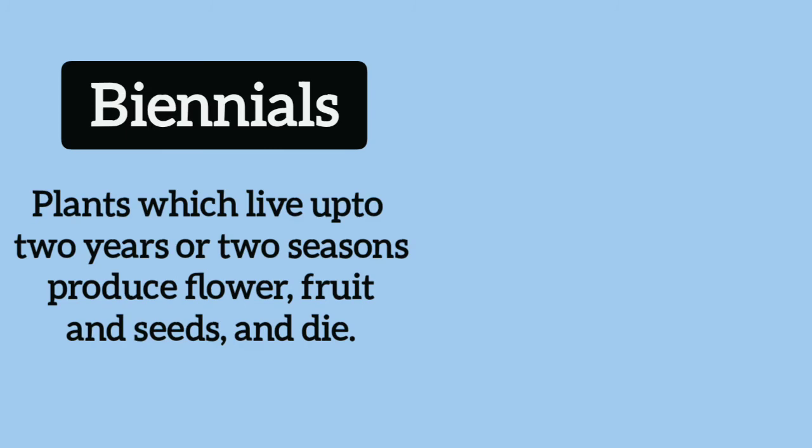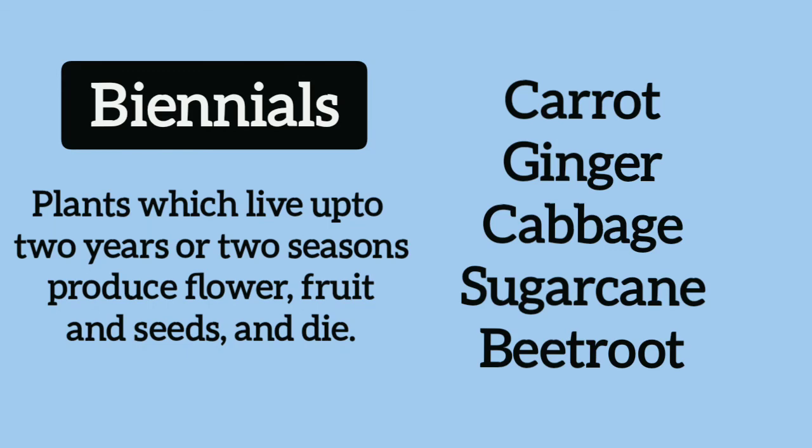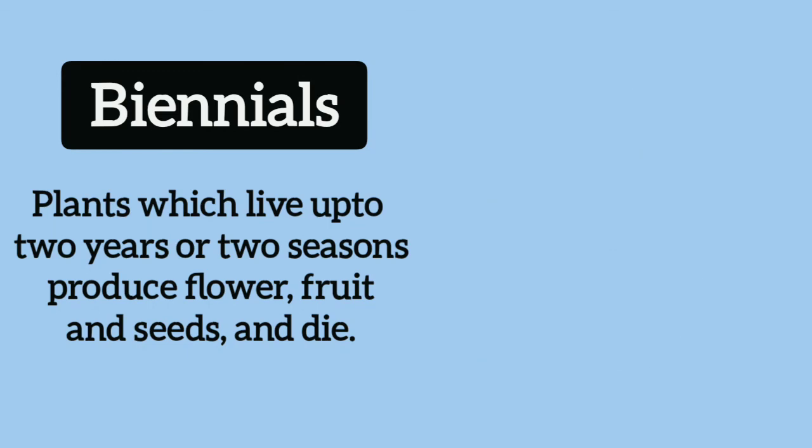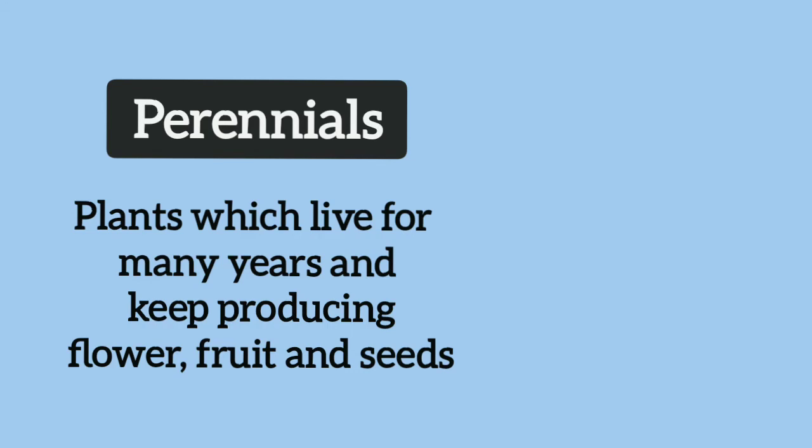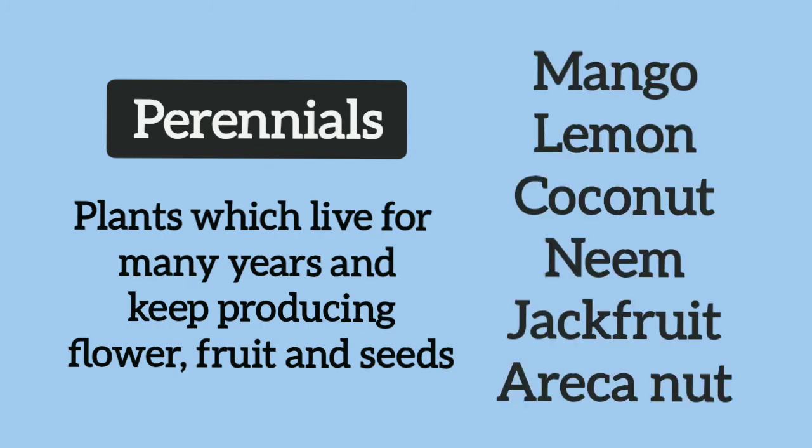Plants which live up to 2 years or 2 seasons, produce flower, fruit, and seeds and die, are biennials. For example, carrot, ginger, cabbage, sugarcane, beetroot, etc. Perennials are the plants which live for many years and keep producing flower, fruit, and seeds. They are mango, lemon, coconut, neem, jackfruit, areca nut, etc.